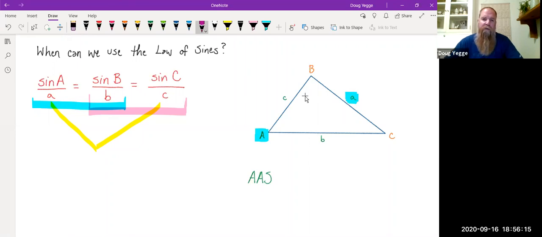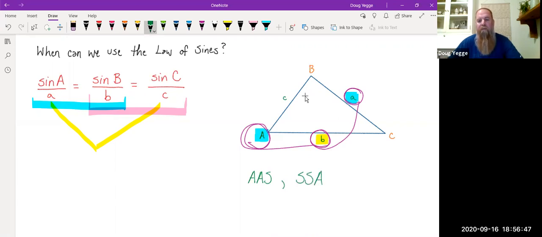But what if we were also given perhaps another side? So instead of being given the angle and its opposite side with another angle, maybe we're given side B. In which case that would mean that we were given a side and the side right next to it, and then the angle, which is what we refer to as side-side-angle.